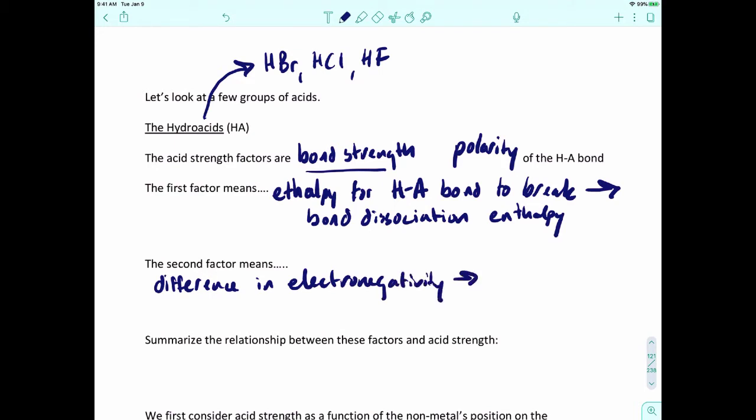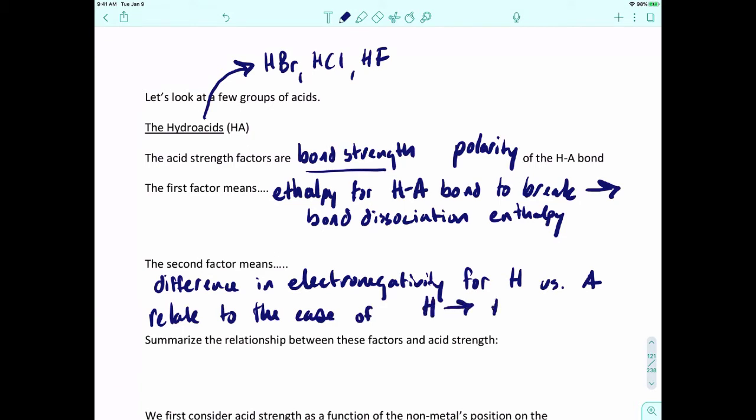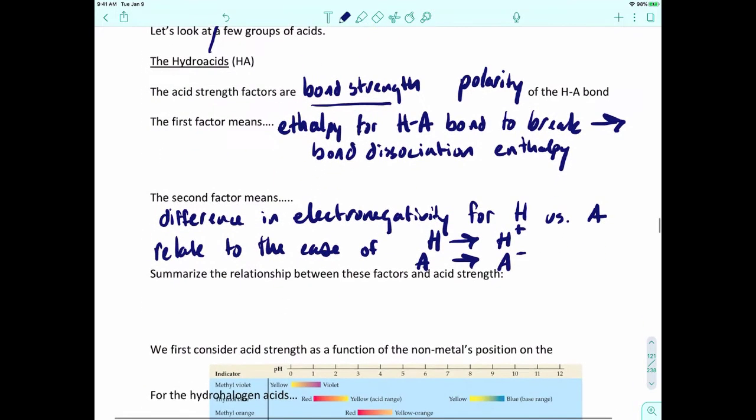Okay, now the difference in electronegativity for the hydrogen versus whatever that conjugate base is going to be. Okay, and this is going to relate to the hydrogen becoming H plus and the acid portion becoming A minus.